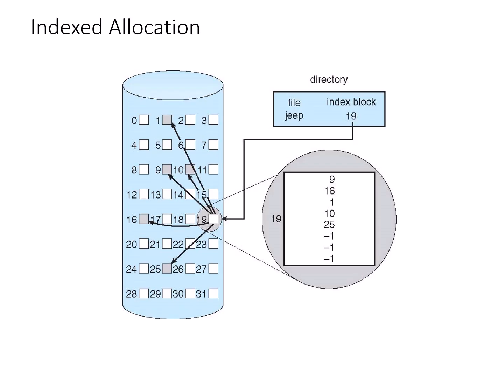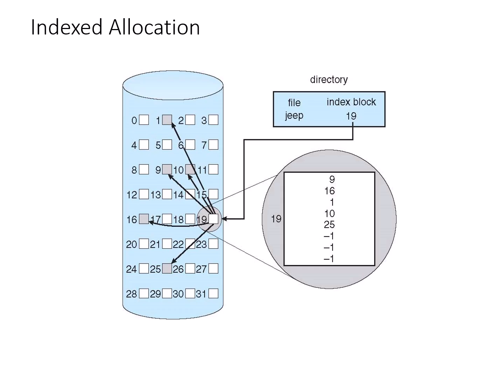Finally, let's understand the file storage method called indexed allocation. It is used by the operating system to store files on a disk. Imagine our disk has blocks numbered from 0 to 31. Let's take an example of a file named Jeep. This file is not stored in one place. Instead, its parts are scattered across the disk. So, how does the system keep track of all those parts?